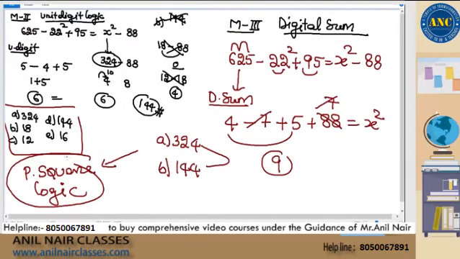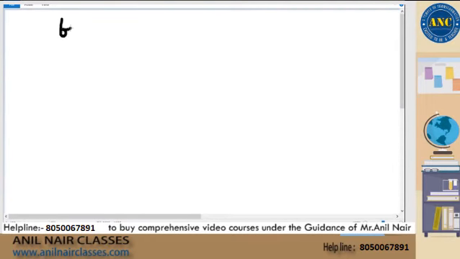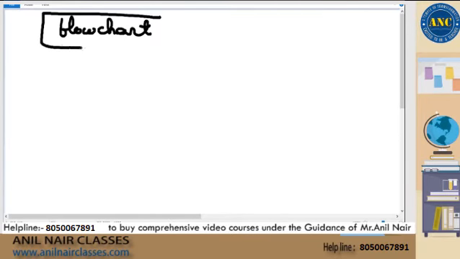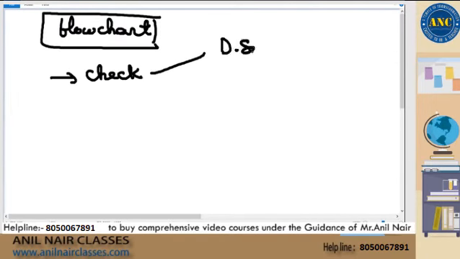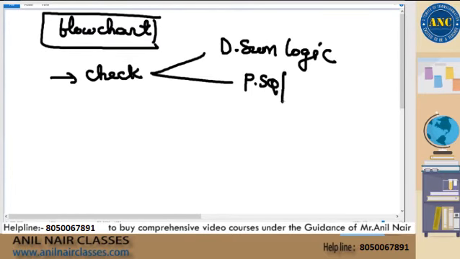Write down third question. Remember this flow chart. If any teacher is teaching you simplification, please tell them this flow chart also. First I will check either the digital sum logic, or any of the perfect square or perfect cube logic. Please write down this. It depends upon the merit of the question, right?